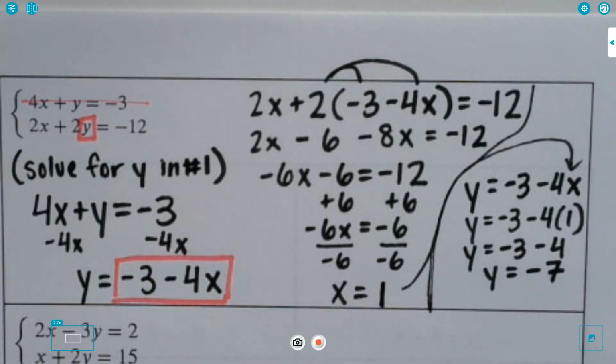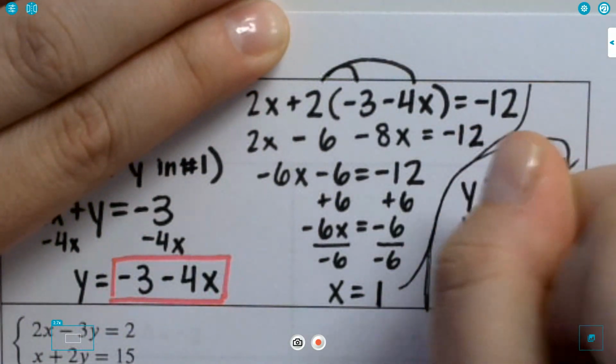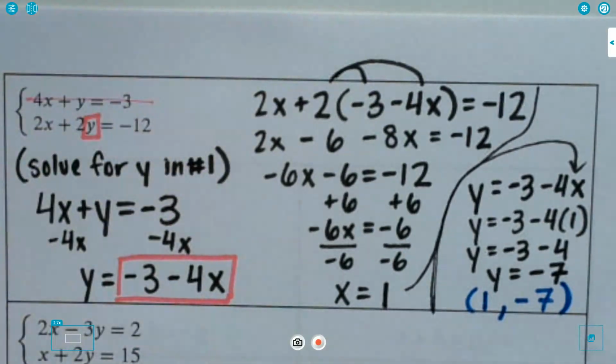Okay, last thing that we need to do, write our answer as an ordered pair. X comes first, so it's going to be 1, negative 7. I told you I was going to run out of space, and I barely fit it in.